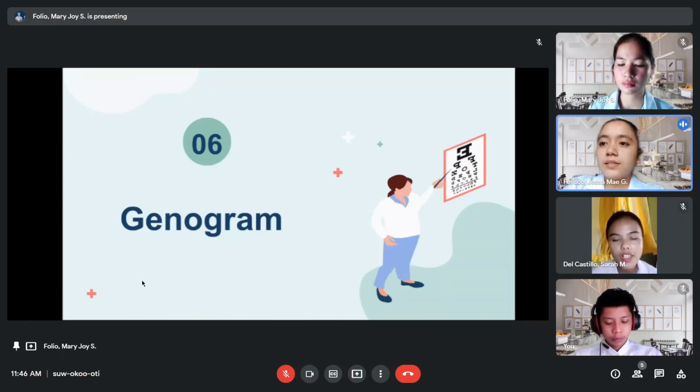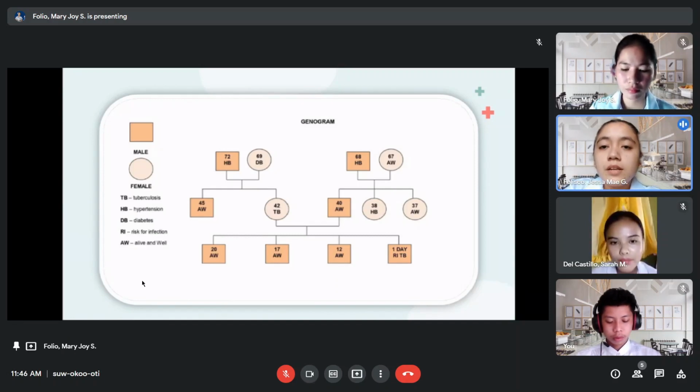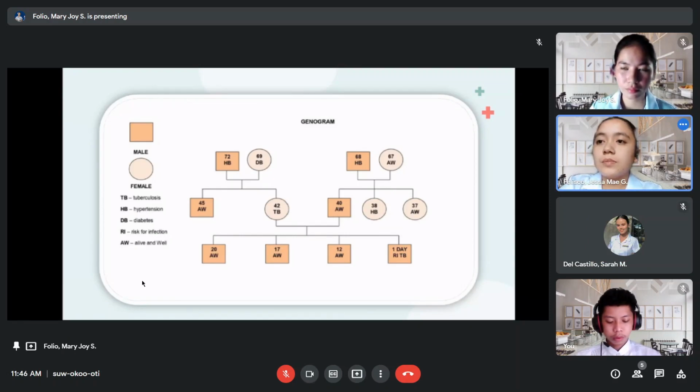So next we have the genogram. The genogram consists of the grandparents of the infant as well as his parents. And for the legend, we have TB, tuberculosis; HB, hypertension; DB, diabetes; RI, respiratory infection; and AW, alive and well.